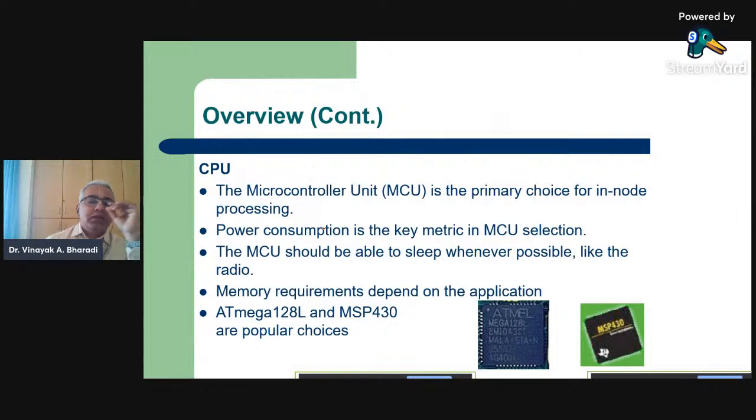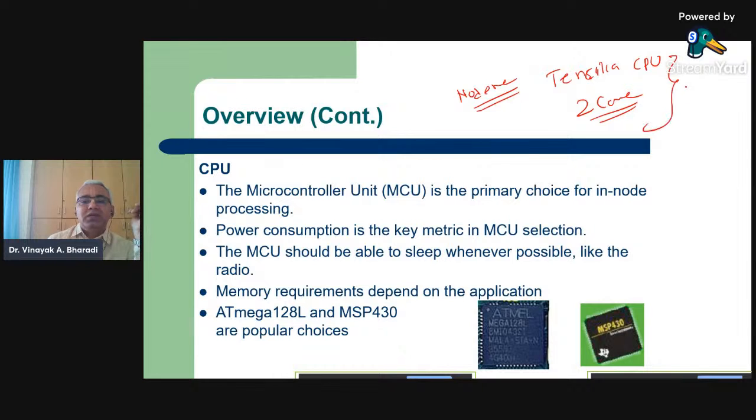Then CPUs are there. So this CPU part is now almost highly advanced. For example, in your NodeMCU, which is a common node, which has a Tensilica CPU with 2 cores. Rather than CPU, they also refer to this as a microcontroller, but they have a full-fledged CPU. Arduino has an Atmel microcontroller.